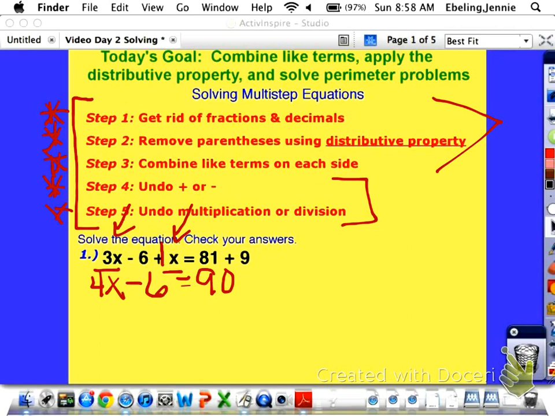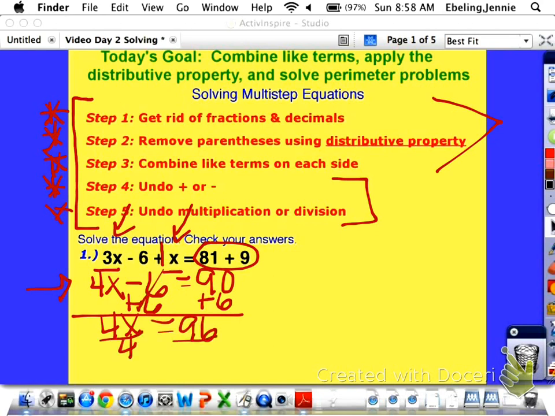90. Because I'm just going to add these like terms. 81 plus 9 are both constant terms. They are considered like terms. They're on the same side of the equal sign, so I just add them up together. Okay, now that I have 4x minus 6 is equal to 90, it's just like the equation we had from day 1 video. I need to undo that subtraction by adding. So I have 4x, my 6's cancel, equal to 96. And then divide both sides by 4, and I get x is equal to 96 divided by 4 is 24.